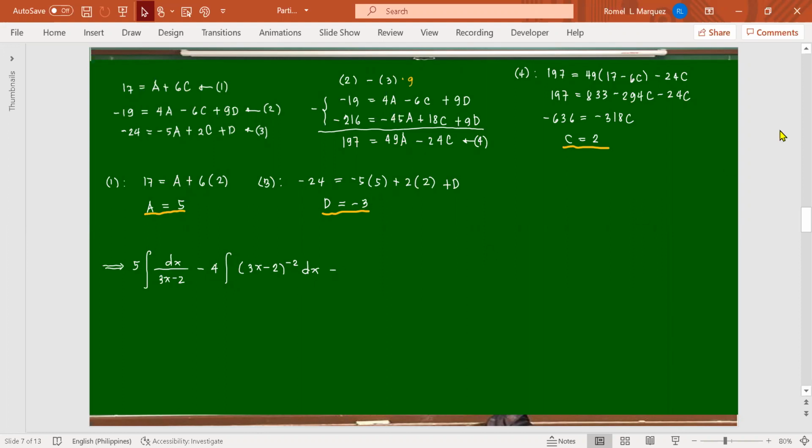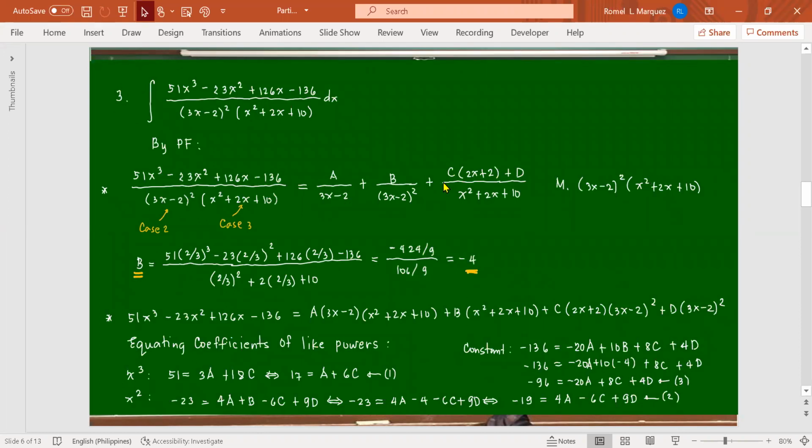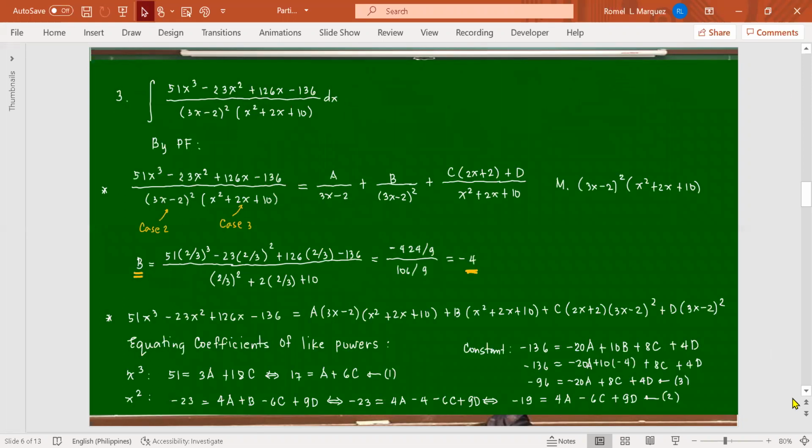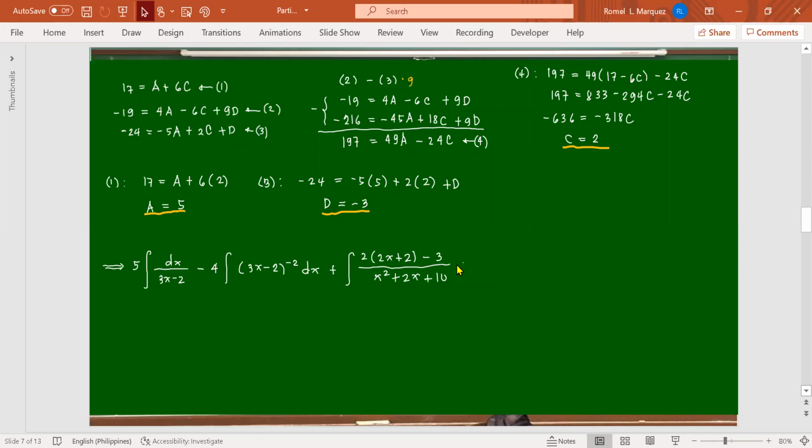And then plus, what about the second group, third group? C, 2x plus 2, plus integral of, C is 2, times 2x plus 2, okay, plus D, negative 3, all over x squared plus 2x plus 10. Okay, so dx.